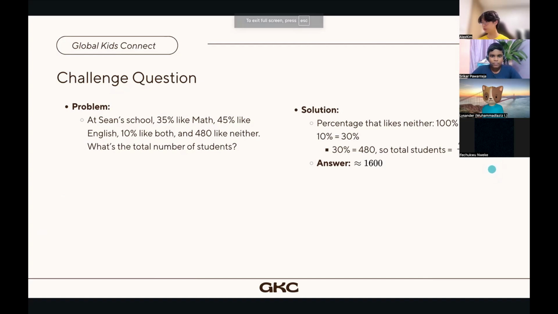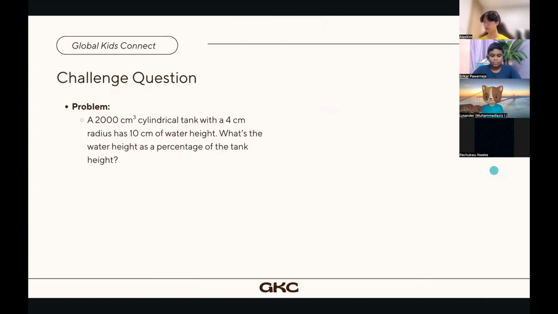And so the solution is as is, 1600. And so we now come to another challenge question. This might be the last one for today in terms of time. I'll try to go through quickly. So the problem states a 2000 cubic centimeter cylindrical tank with a 4 centimeter radius has 10 centimeters of water height. What's the water height as a percentage of the tank height?